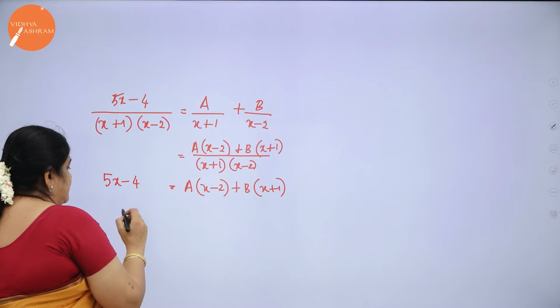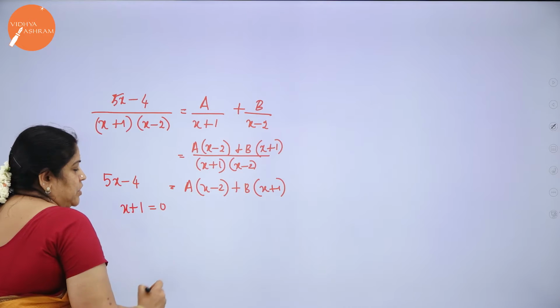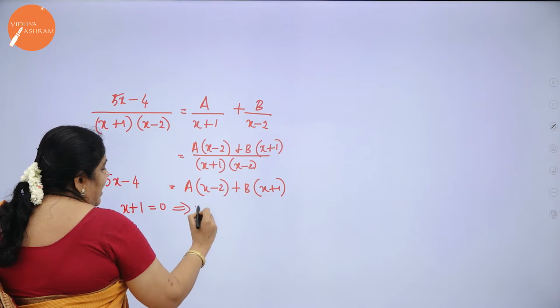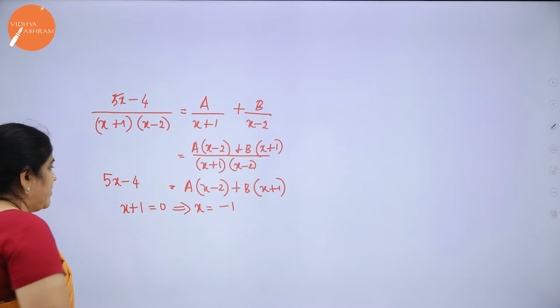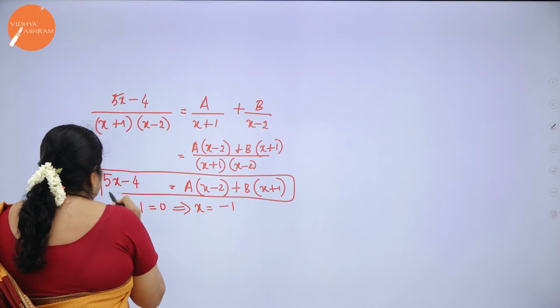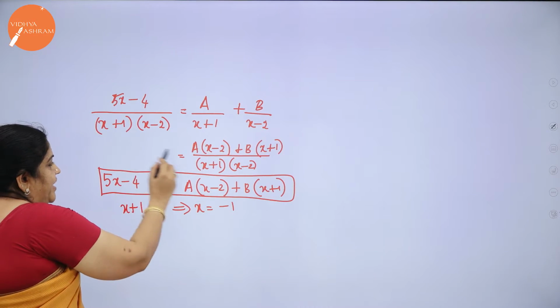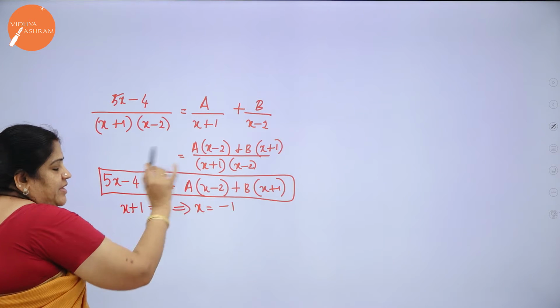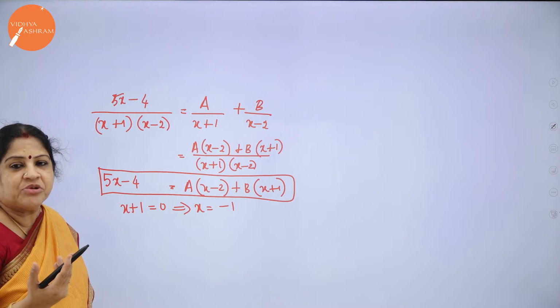So, which is the first term? X plus 1 equal to 0, which means the value of X is minus 1. Now, in this expression, you might wonder why I have not taken the denominators. Denominators are the same on the left side as well as on the right side. So, when something is the same, there is no need to compare it.